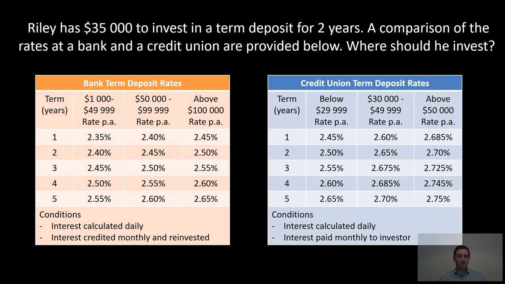Let's look at an example. Riley has $35,000 to invest in a term deposit for 2 years. A comparison of the rates of a bank and a credit union are provided here. Where should Riley invest? The bank rate for 2 years at $35,000 is 2.4% compounded as it is reinvested. The credit union rate is 2.65% simple interest as it's paid out to the investor.